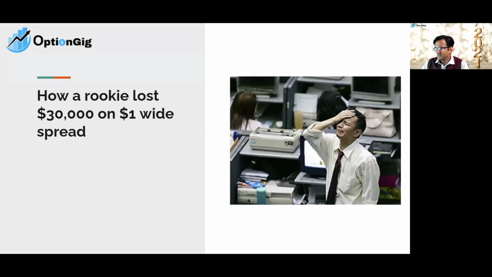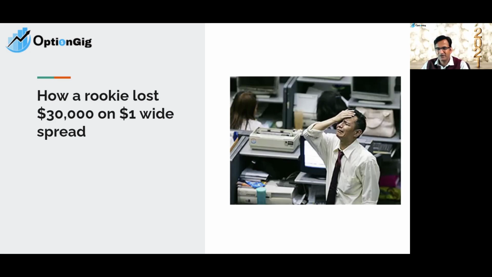All right, any questions? Otherwise, for the next 5-10 minutes, I'll tell you how a rookie lost $30,000 on a $1 wide spread. Again, rookie mistakes. So spreads have a maximum risk. Your maximum risk is capped only up to expiration.